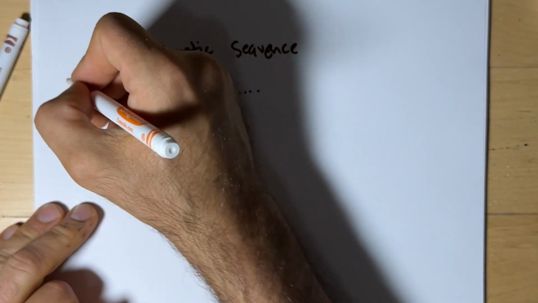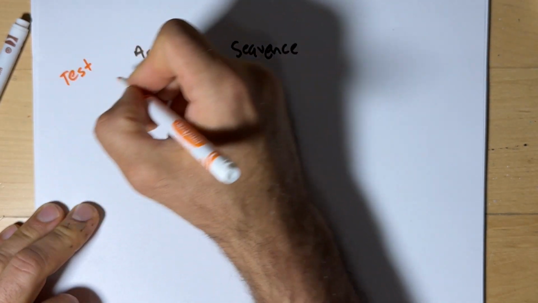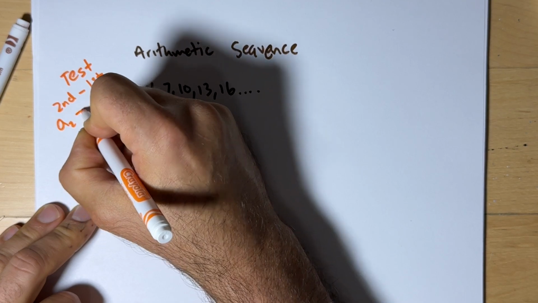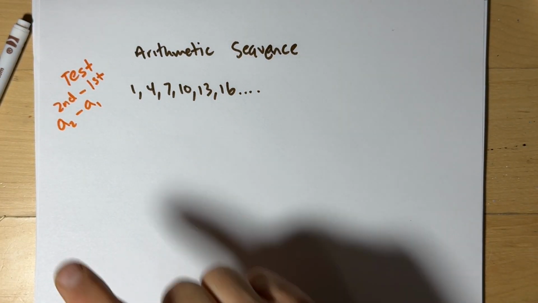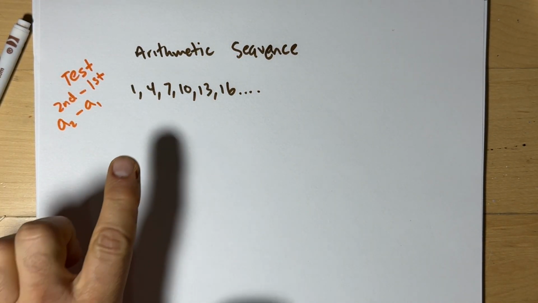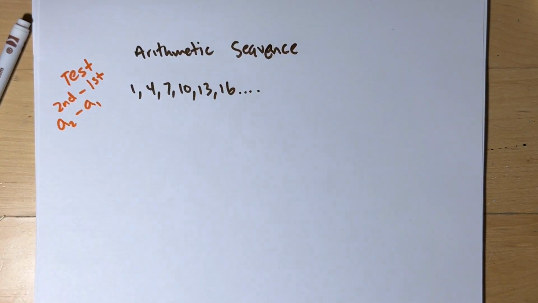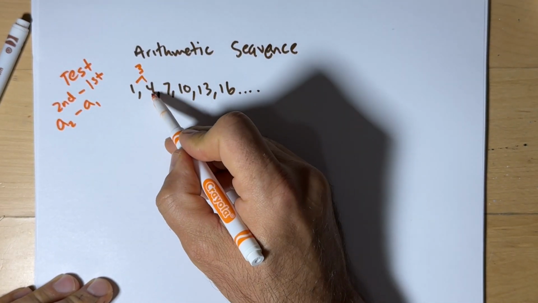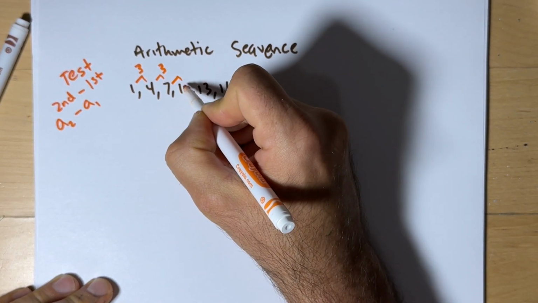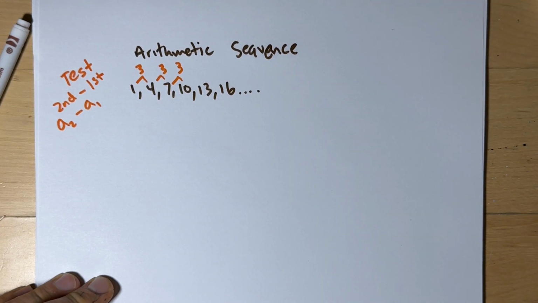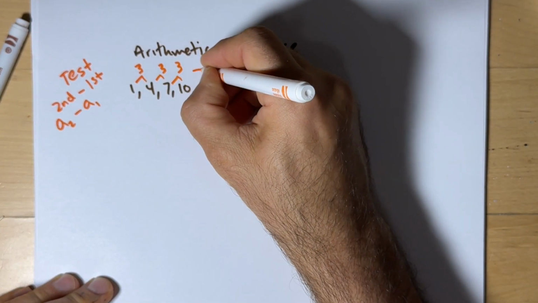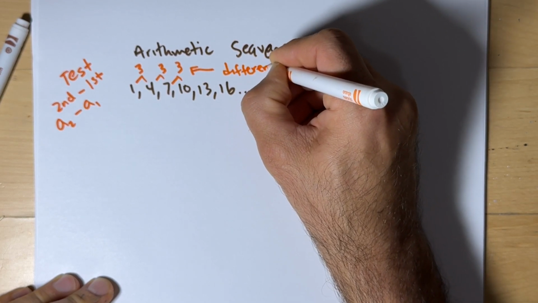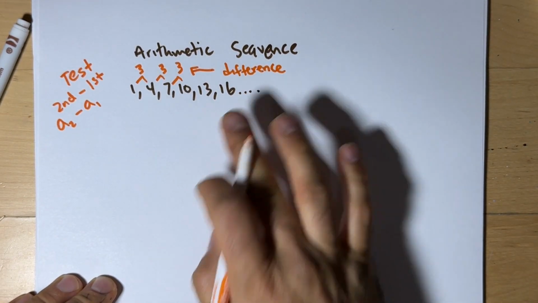And the way we can test it is we can subtract the second one minus the first one, or A2 minus A1. And we're going to learn what the A's mean in a moment. But A2 means second one, and A1 means the first one. So 4 minus 1 is 3. 7 minus 4 is 3. 10 minus 7 is 3. Now each one is adding 3. The difference between them is adding 3 or positive 3. So we're going to use that in our formula.